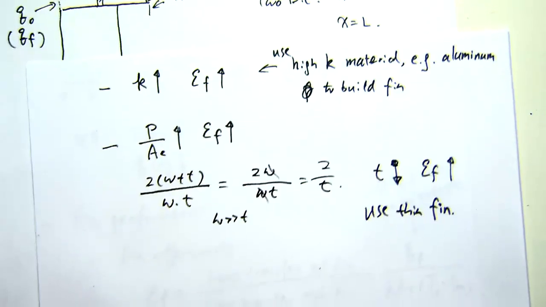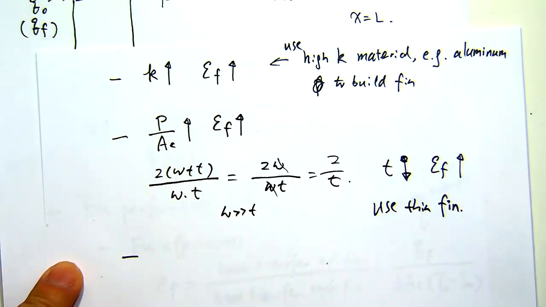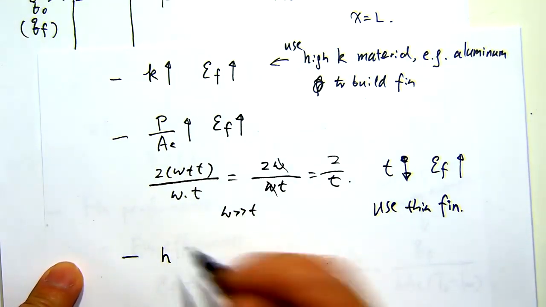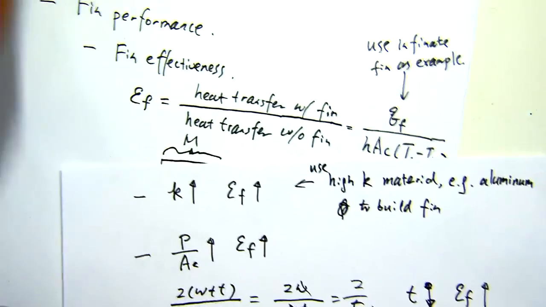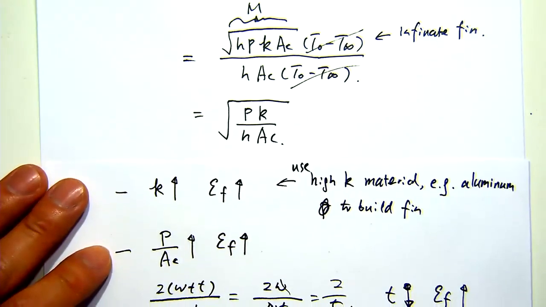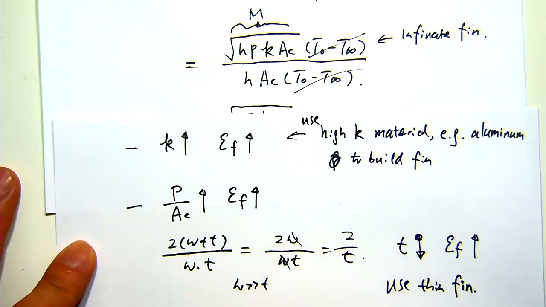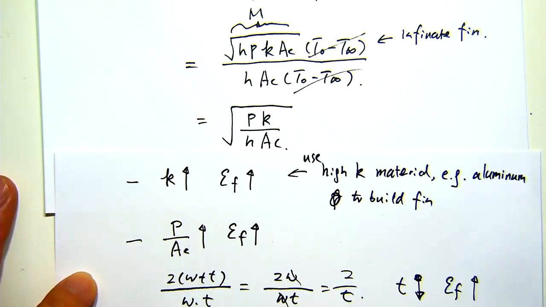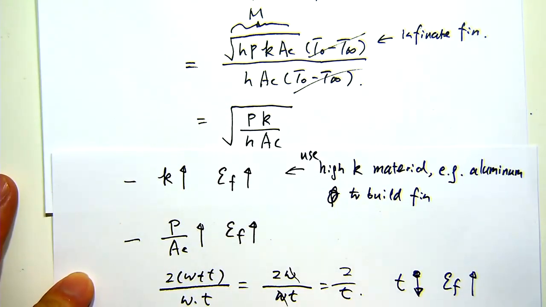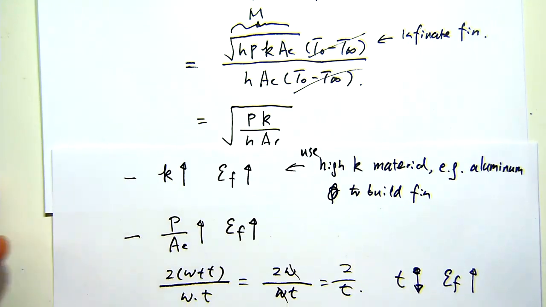So that's that, and the other one is h. If we look at the equation we derived here, h is saying that if you have a smaller h, then the fin effectiveness will go up.